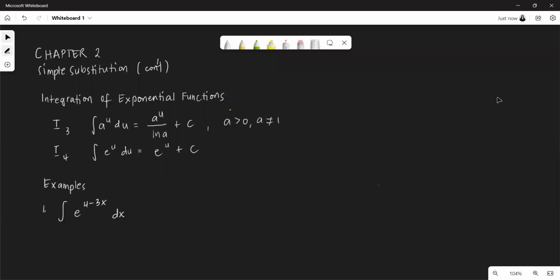Good day, everyone. This is integration of exponential functions using the simple substitution method. So we have integration formula number 3.